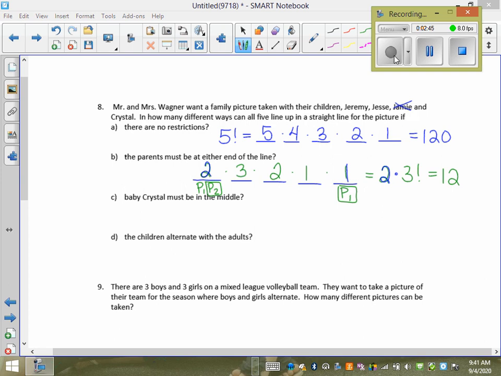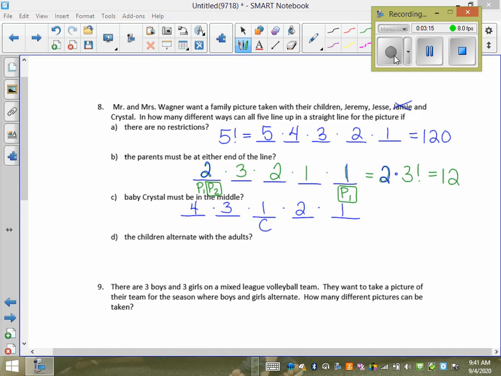Baby Crystal must be in the middle. Does it say anything about the rest? Nope. So we go to where baby Crystal would be. She has to be here. How many baby Crystals are there? There's 1. Then we can go to any blank after that, right? I always go to the far left. So how many kids do I have left for this one? 4. Then this one. 3. Then this one. 2. Then this one. 1.